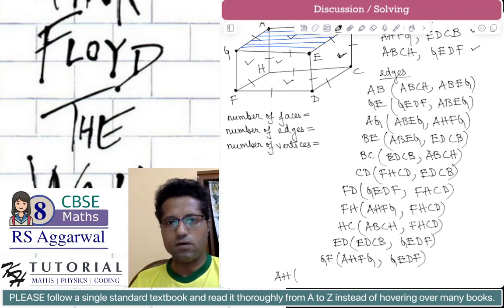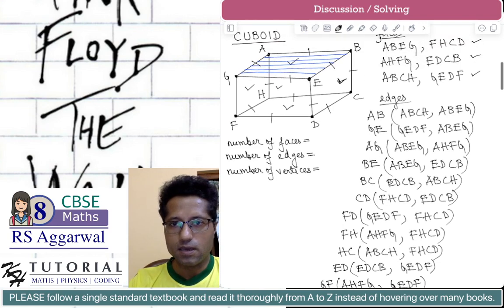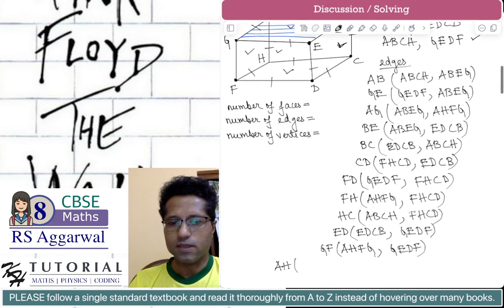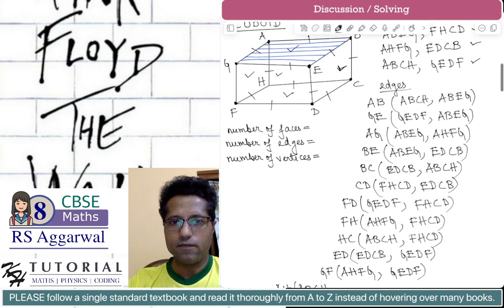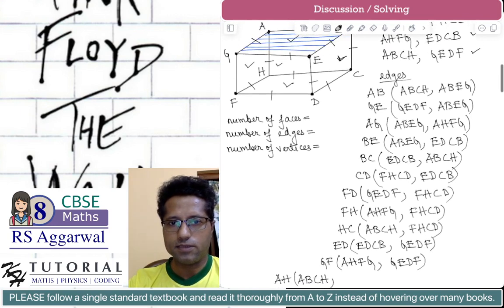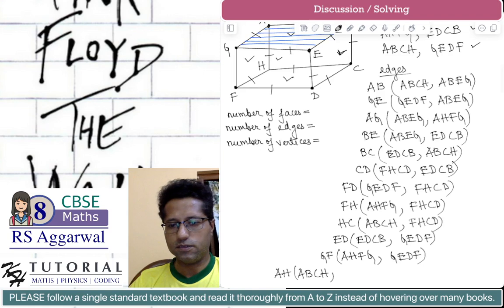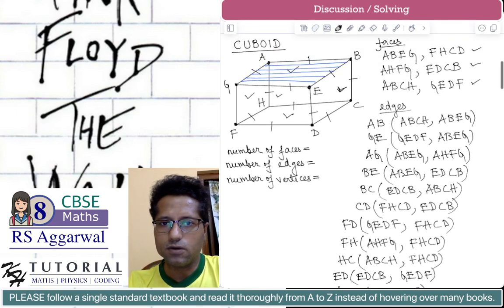What are the two common faces of the edge AH? The face which is farthest from us, that is ABCH. This is the common face, ABCH, and we have AHFG. I hope I have considered all the edges.